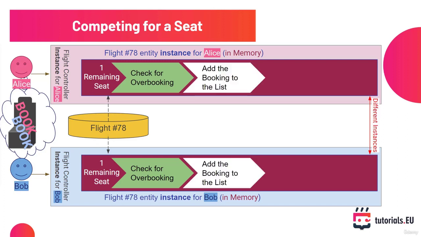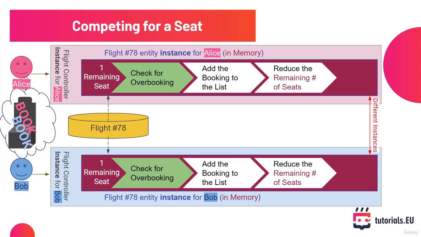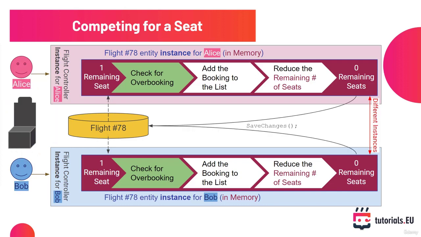Both flight entities then book the flight and update their number of seats field in memory. Since the entity instances are not shared between Alice and Bob, the single remaining seat is booked for both. So both controller instances eventually save their changes successfully and the number of remaining seats field is set to 0 in the database. So congratulations, the flight is now overbooked. Alice and Bob have to both sit on the same seat.